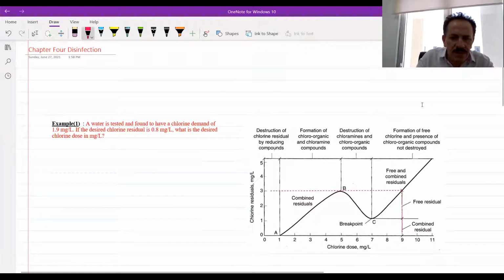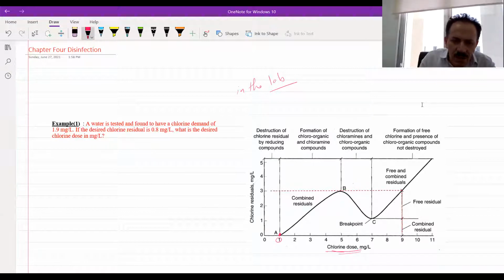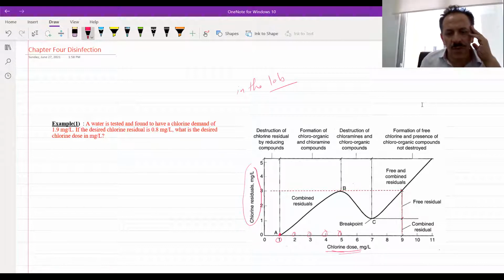First of all, in the lab, I will add the chlorine dose. How much chlorine dose will we add? So this is 0, this is 1. The starting will be here. I will add 1 milligram per liter, and I will look for the residuals. You can see there is no residual in the beginning, because the added chlorine in these samples is not yet working, not dissolving yet. After that, I will add 2, 3, 4, and more than 5.